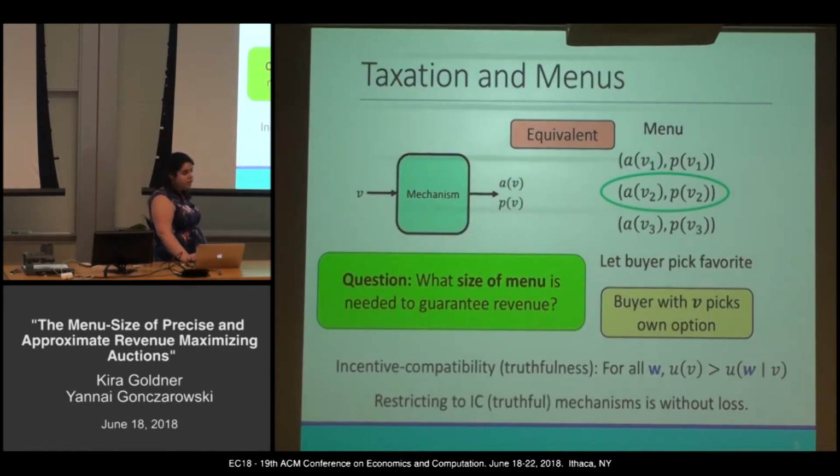Is that menu to select the best option for the buyer? So I'm saying this mechanism where you tell me your value and then I tell you what you're getting and how much you're paying is equivalent to me saying you can have option A or B or C or D, and you come and you pick. I'm not doing anything for you, I'm just offering you a menu of options. They're equivalent if the first is incentive compatible. Okay?